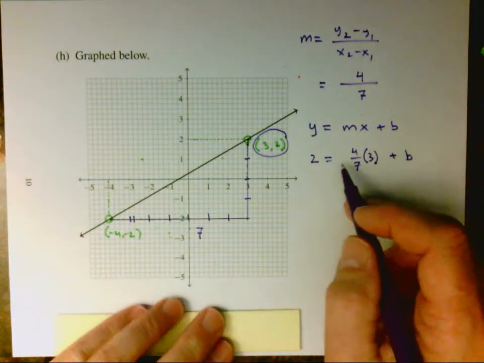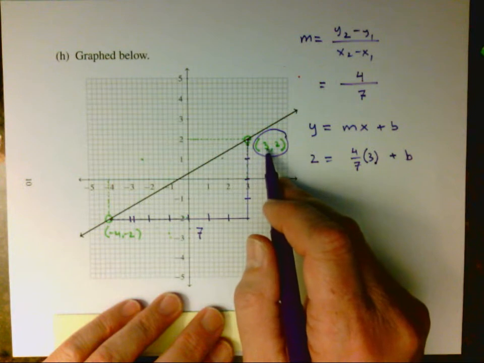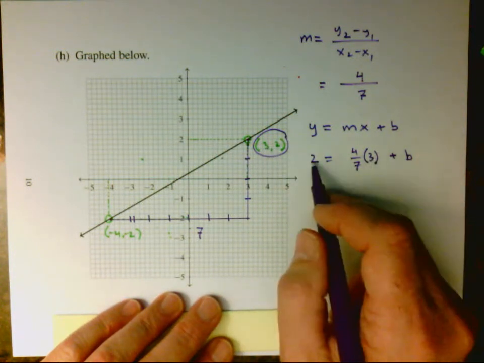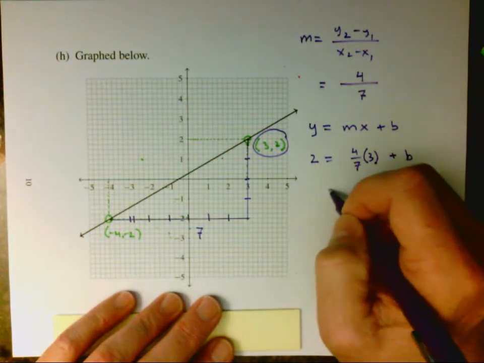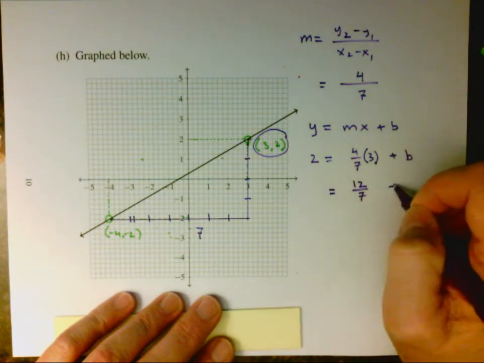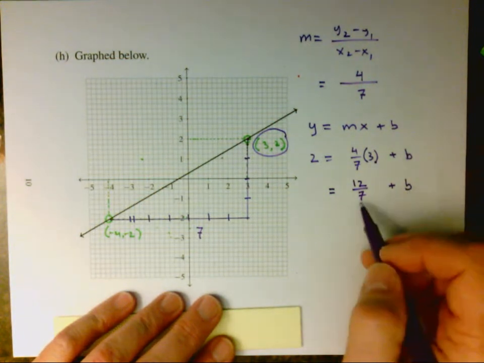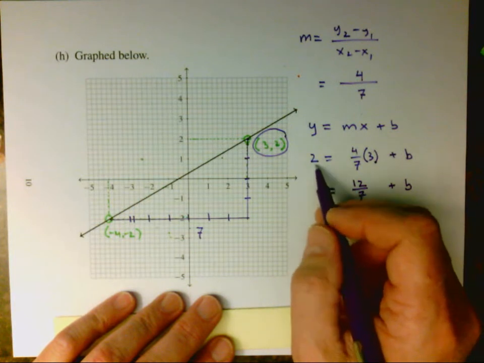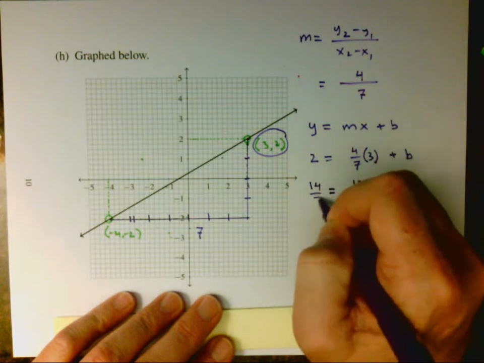So in order for this equation to be satisfied for all pairs on the line, if I substitute the 3 in for x and the 2 in for y, this equation has to be true. Therefore, I can find b. You get a 12 sevenths when you multiply 3 times 4 sevenths. I know that I'm going to be having to subtract a 12 sevenths from both sides in the next step, so why not go ahead and write 2 as sevenths? That'll be 14 sevenths.